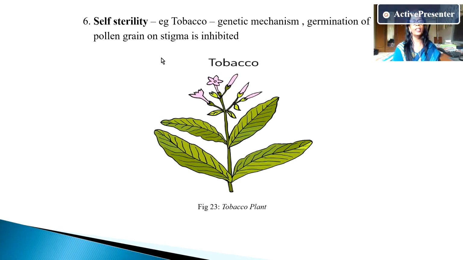Then the last one is self-sterility, example tobacco. It is a genetic mechanism. Germination of the pollen grain on the stigma is inhibited. In the same flower, same plant, self-pollination is inhibited. That is self-sterile; it will be sterile then. So these are the contrivances, natural adaptations, to promote cross-pollination.